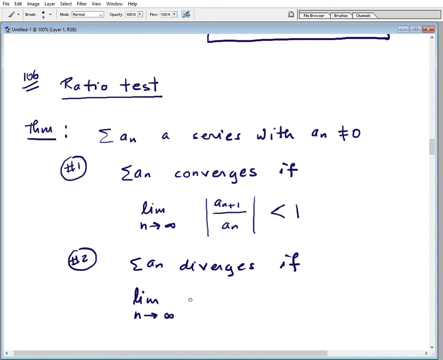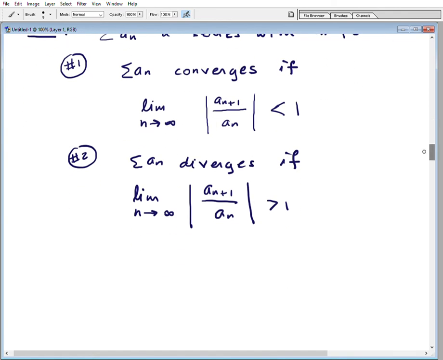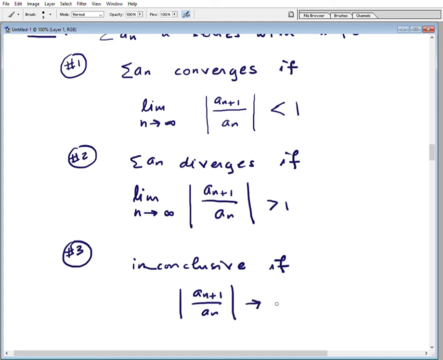If you have this. Okay. And if you get 1, then it could converge or diverge. It's inconclusive. Okay. So that's the ratio test.